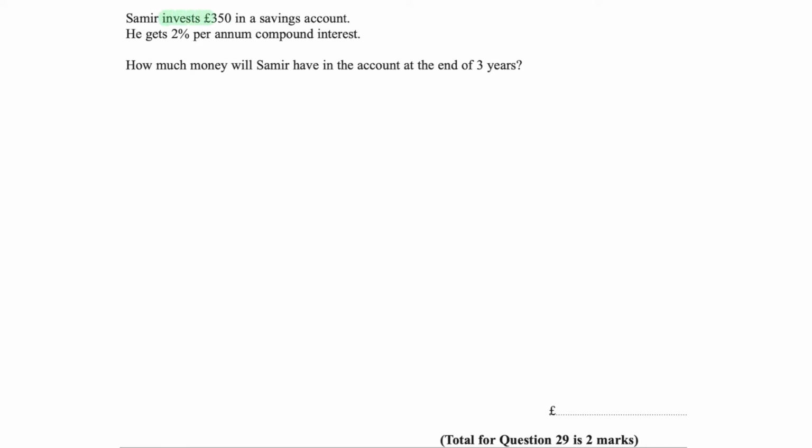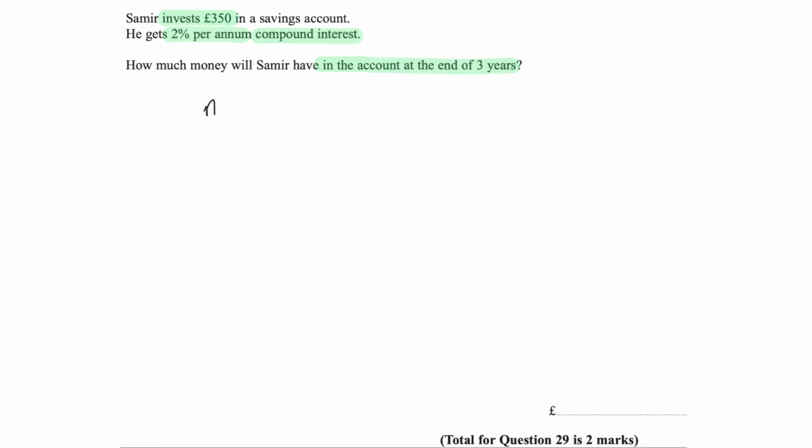So Samir invests £350 in a savings account. He gets 2% per annum of compound interest. That's really important. How much money will be in the account at the end of 3 years? This is a 2-mark question, so it only requires a couple of minutes to do.